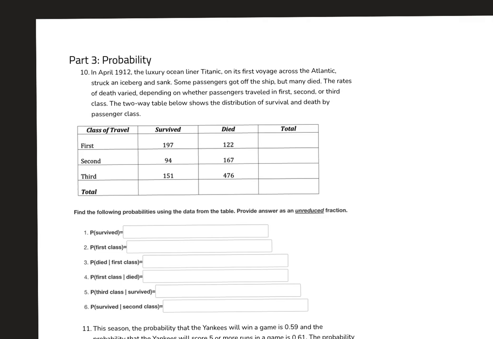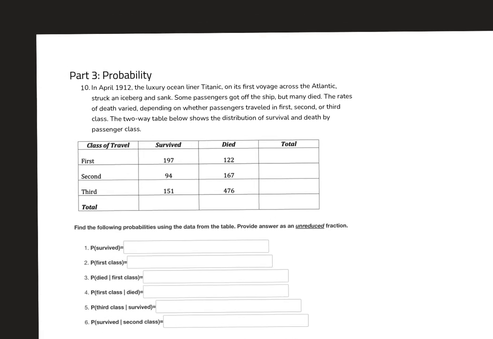So we can now fill in these columns here, which are the totals. So 197 plus 122 is going to give us 319. This next one is going to give us 261. The next one is going to give us 627. And then we also find the column totals. So we'll have 442 people who survived versus 765 who died. When we add these two together, we get 1207. And as a check, when we add these 3 together, we also get 1207.